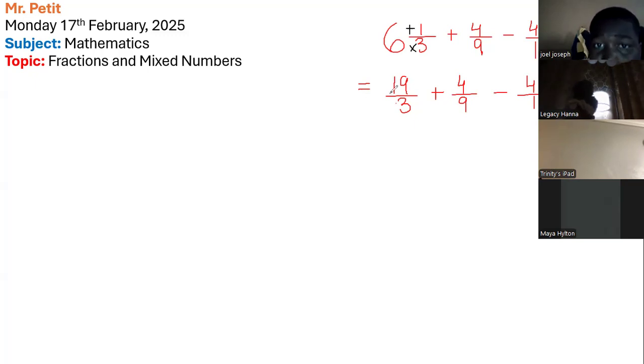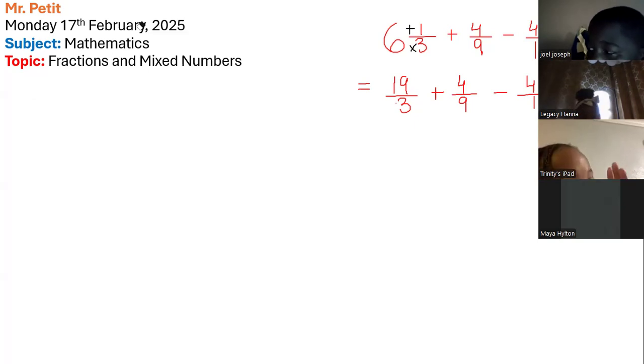So we have 19 over 3 plus 4 over 9 minus 4 over 1. What are we going to do at this point? We can add, but you have to make your denominators the same. Very good. So we have 3, 9, and 1. How can we make the denominators the same? We find the LCM, the lowest common multiple. Very good. I already found my lowest common multiple. Really? What is your lowest common multiple? 9.